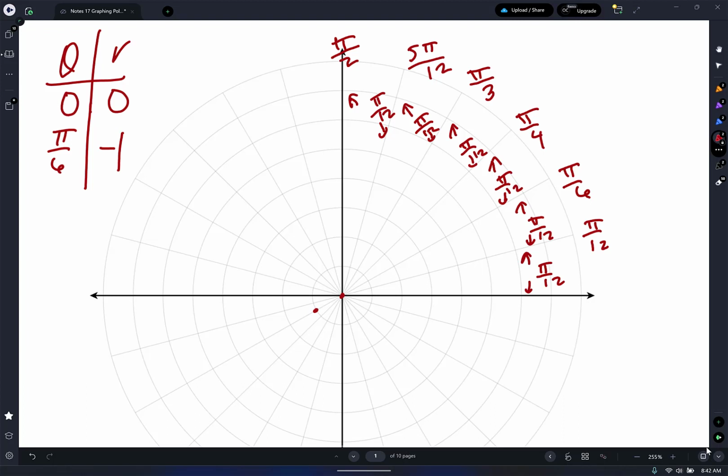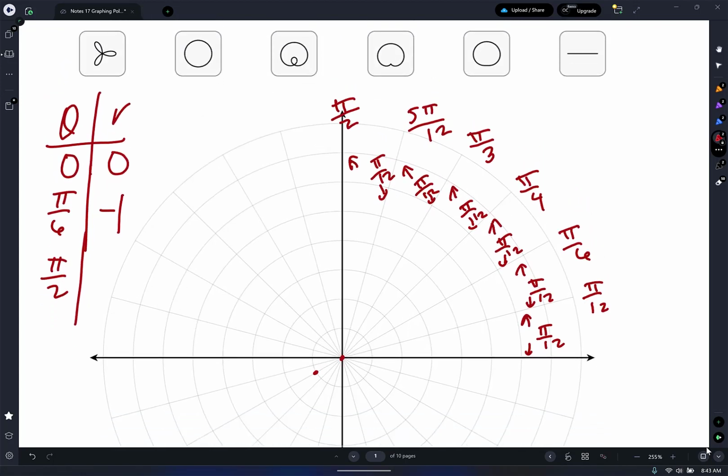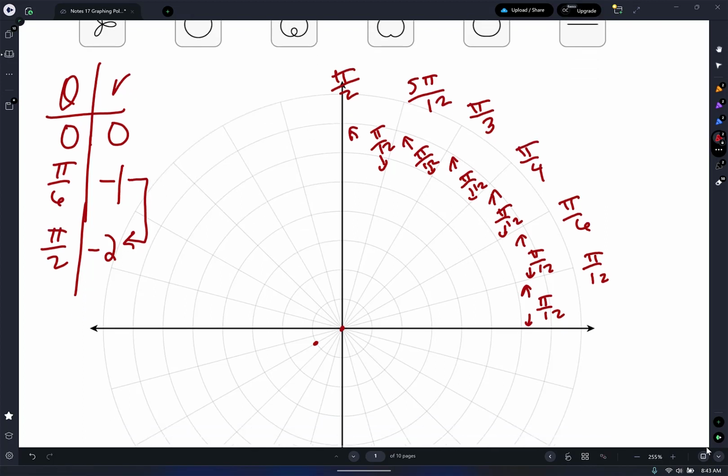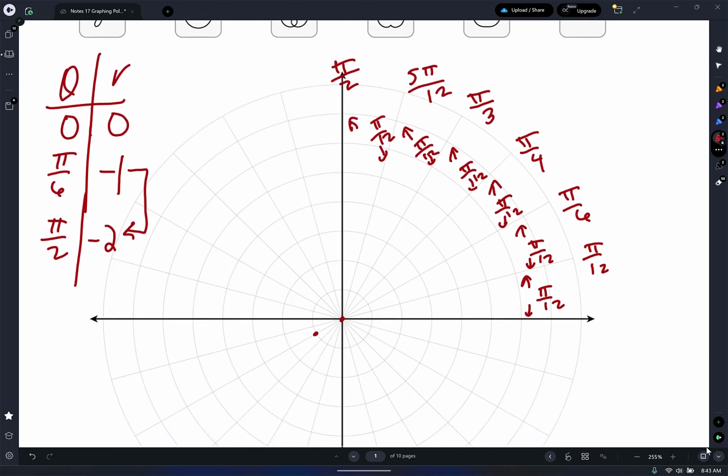Okay. I'm going to choose another value. Pi over 2. Sine of pi over 2 is 1 times negative 2. And I get negative 2. So I increase in magnitude. That's actually the biggest I'll ever be magnitude-wise, too. So let's see. Increasing magnitude, pi over 2 is the positive y-axis, but I go backwards, so I am right there.